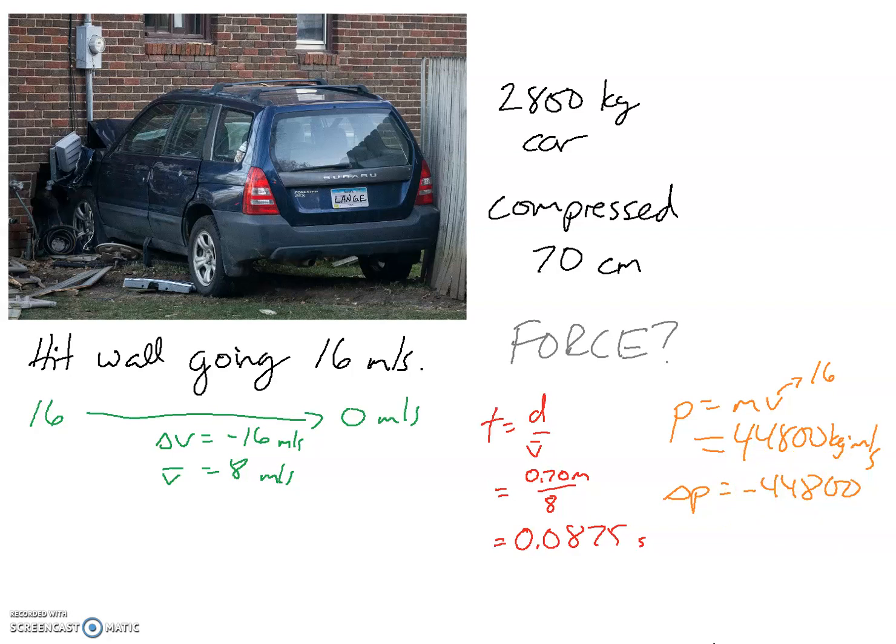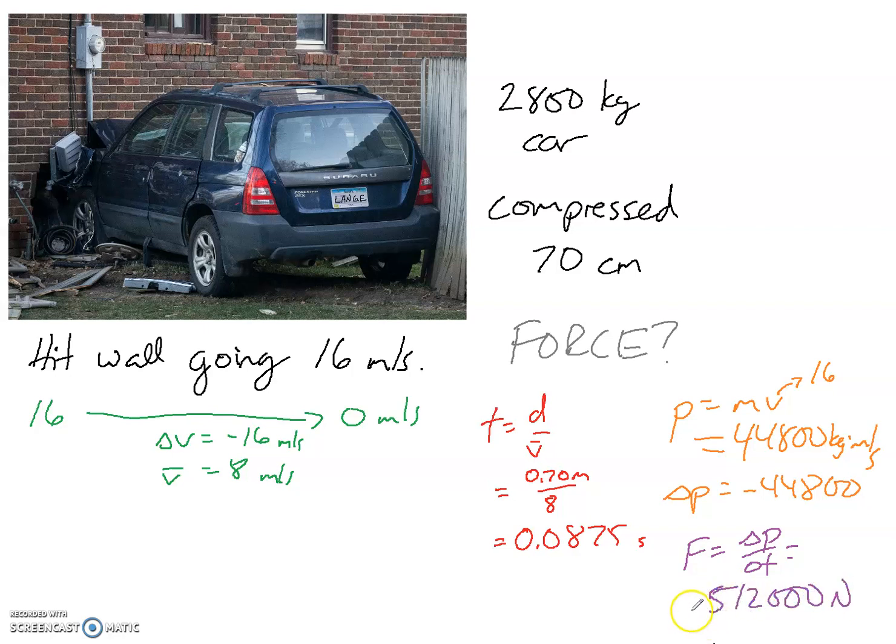Now that I have the impulse and I have the time as well, force is impulse divided by time. So I have the impulse of 44,800. I've also got the time I found before using my d = vt. So I can take that 44,800 and I can divide that by the 0.0875 seconds.